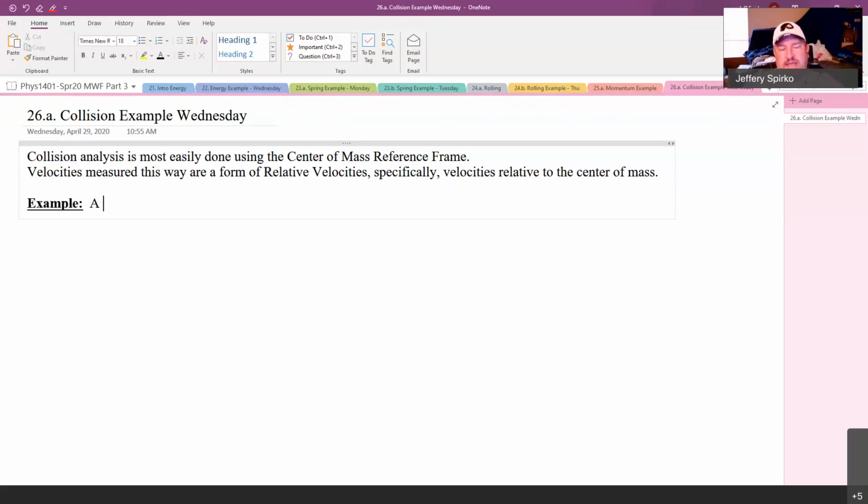Let's say a 5 kilogram heavy ball is thrown with a speed of 7 meters per second, which I think is fairly fast for such a heavy ball. Let's make it 10 meters per second. That's really fast.